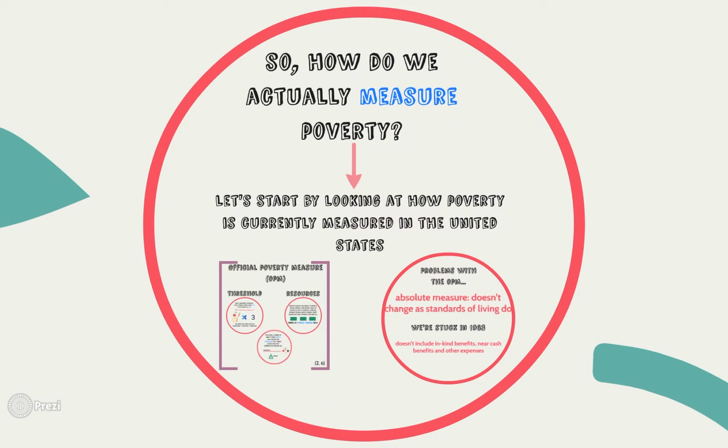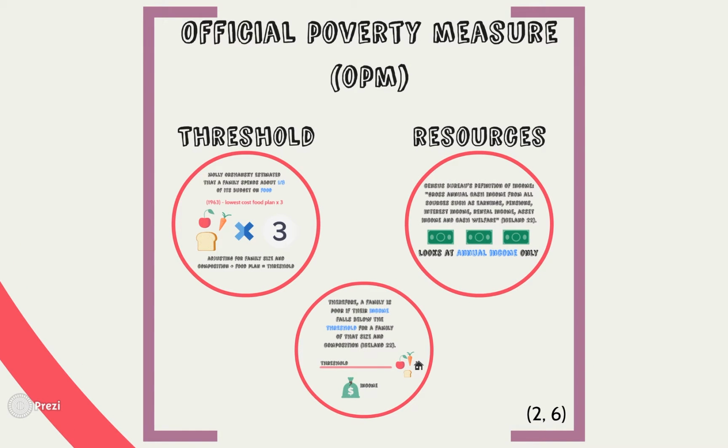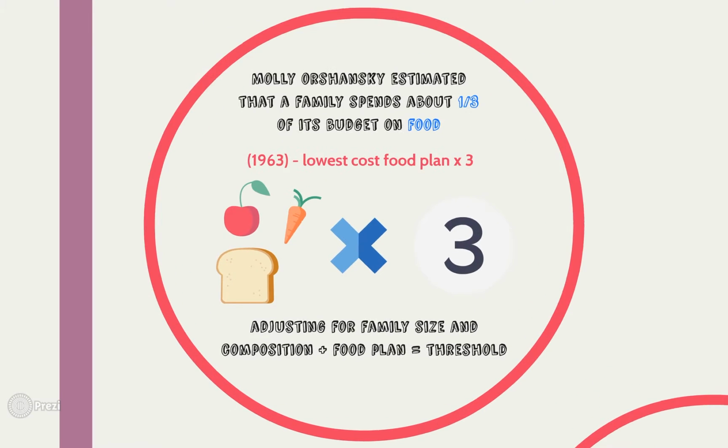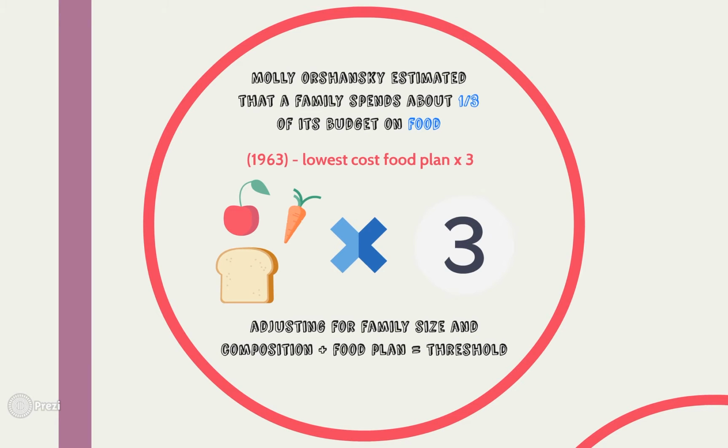Let's start by looking at how poverty is currently measured in the United States. The U.S. government currently uses the Official Poverty Measure, or the OPM. The OPM looks at resources a person or family has and relates that to a specific threshold. Molly Orshansky estimated that a family spends about 1/3 of its budget on food. So in 1963, she looked at the lowest cost food plan and multiplied that expense by 3 to cover other needs of the family, such as shelter, clothing, and utilities. This number was adjusted for family size and composition.